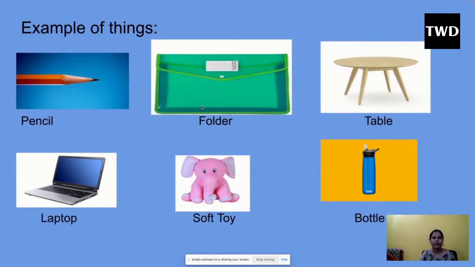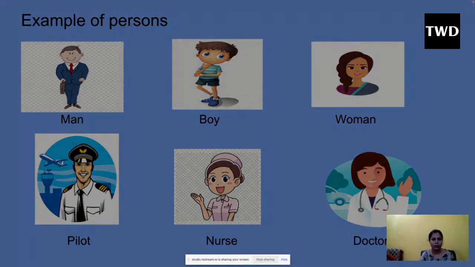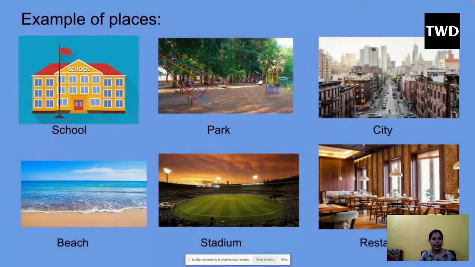Okay, so we have got some more examples here. Examples of things like pencil, folder, table, laptop, soft toy, bottle. These are examples of things. Then examples of persons like man, boy, woman, pilot, nurse, doctor. Then we have examples of animals like elephant, rabbit, dog, frog, zebra, parrot. Yes, so many examples are there. Then we have examples of places like school, park, city, beach, stadium, restaurant.